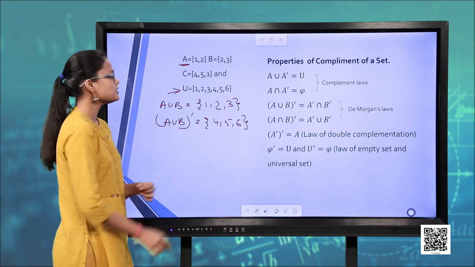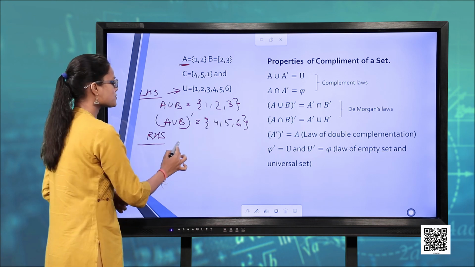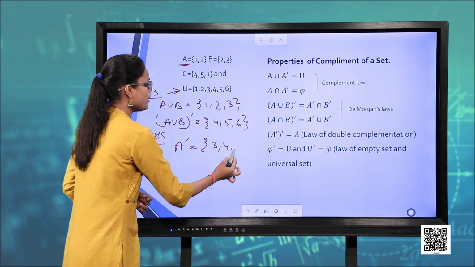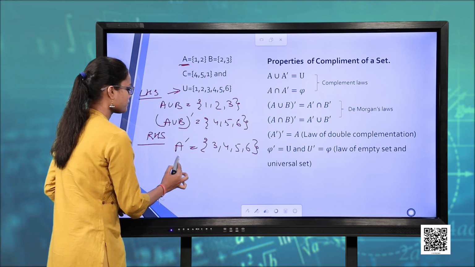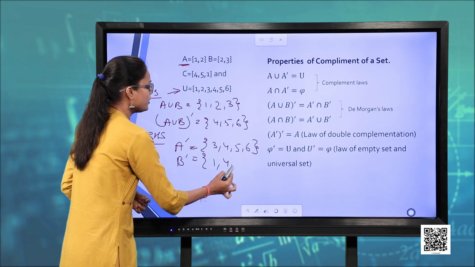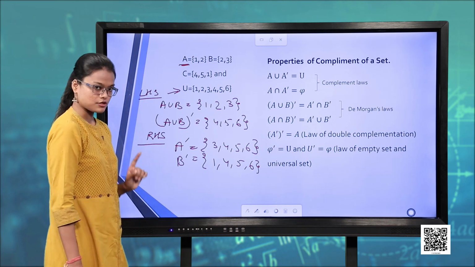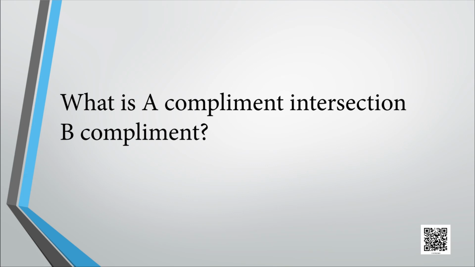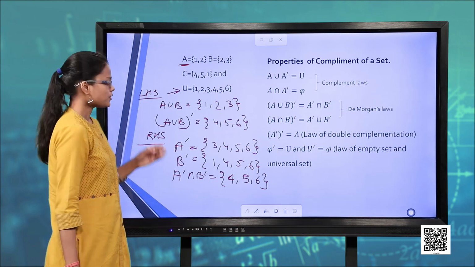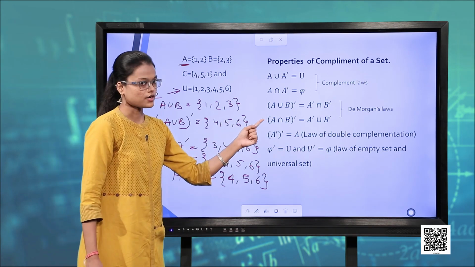Now, see the RHS part, this is the LHS part. RHS, first we have to find A complement. So, A complement is giving us 3, 4, 5 and 6. B complement giving us 1, 4, 5 and 6. Now, what we have to take? The intersection between the two. It is 4, 5 and 6. Now, you may see that we have verified LHS is equal to RHS. Similarly, you can see for other as well.